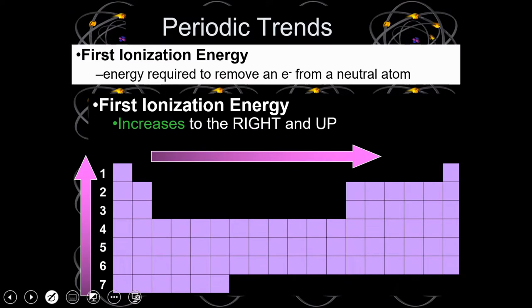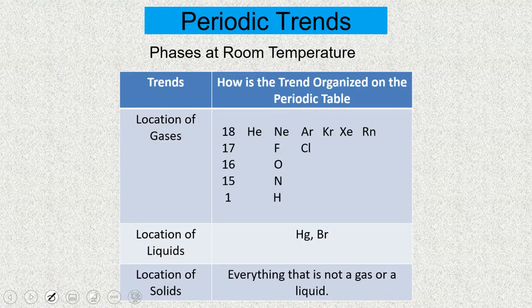All right, so we talk about ionization energy. That's just the energy required to remove an electron from a neutral atom. It's going to increase to the right and up. This isn't going to be on your quiz. All right, here we go.